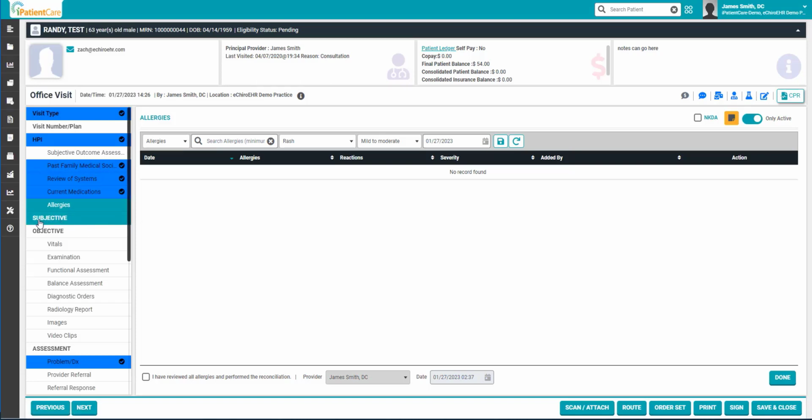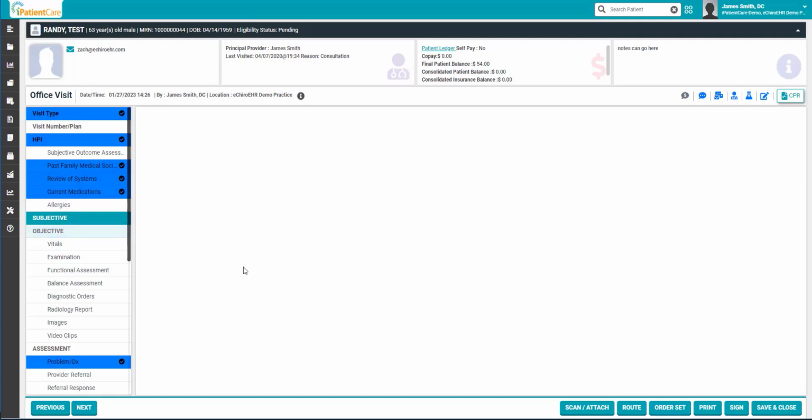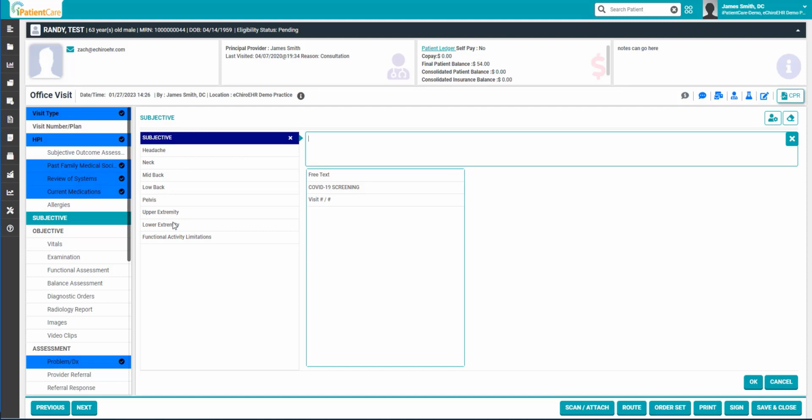Documenting the chief complaints is performed in the subjective section. So when we select subjective, that brings open a number of chief complaints that we have available: headache, neck, mid-back, low back, pelvis, upper extremity, lower extremity, and then we'll talk about functional activity limitations.